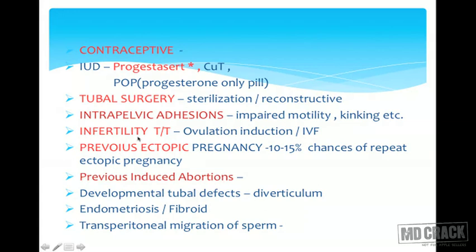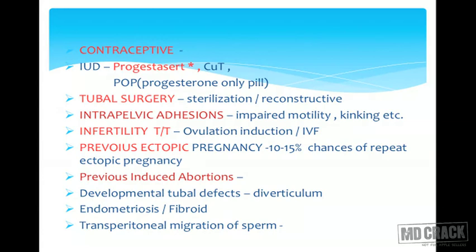Infertility treatment, ovulation induction or IVF. In IVF, we transfer embryos directly to the fallopian tube or to the intrauterine cavity and that may increase the chances of ectopic. Even the ovulation induction process increases chances. Previous ectopic pregnancy: this is a very important factor. If a patient has a previous history of ectopic pregnancy, she has a 10 to 15% chance of repeat ectopic pregnancy in the next pregnancy.